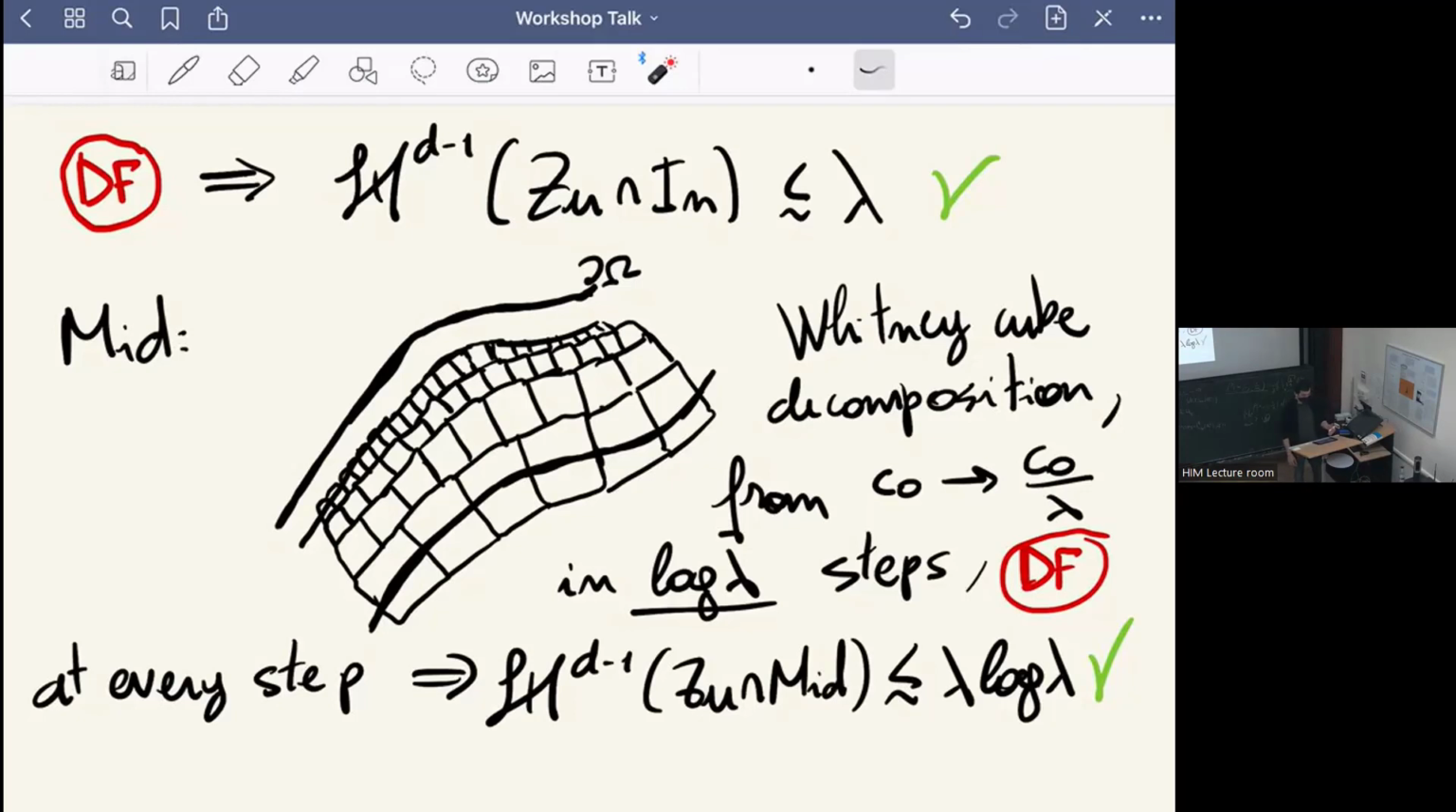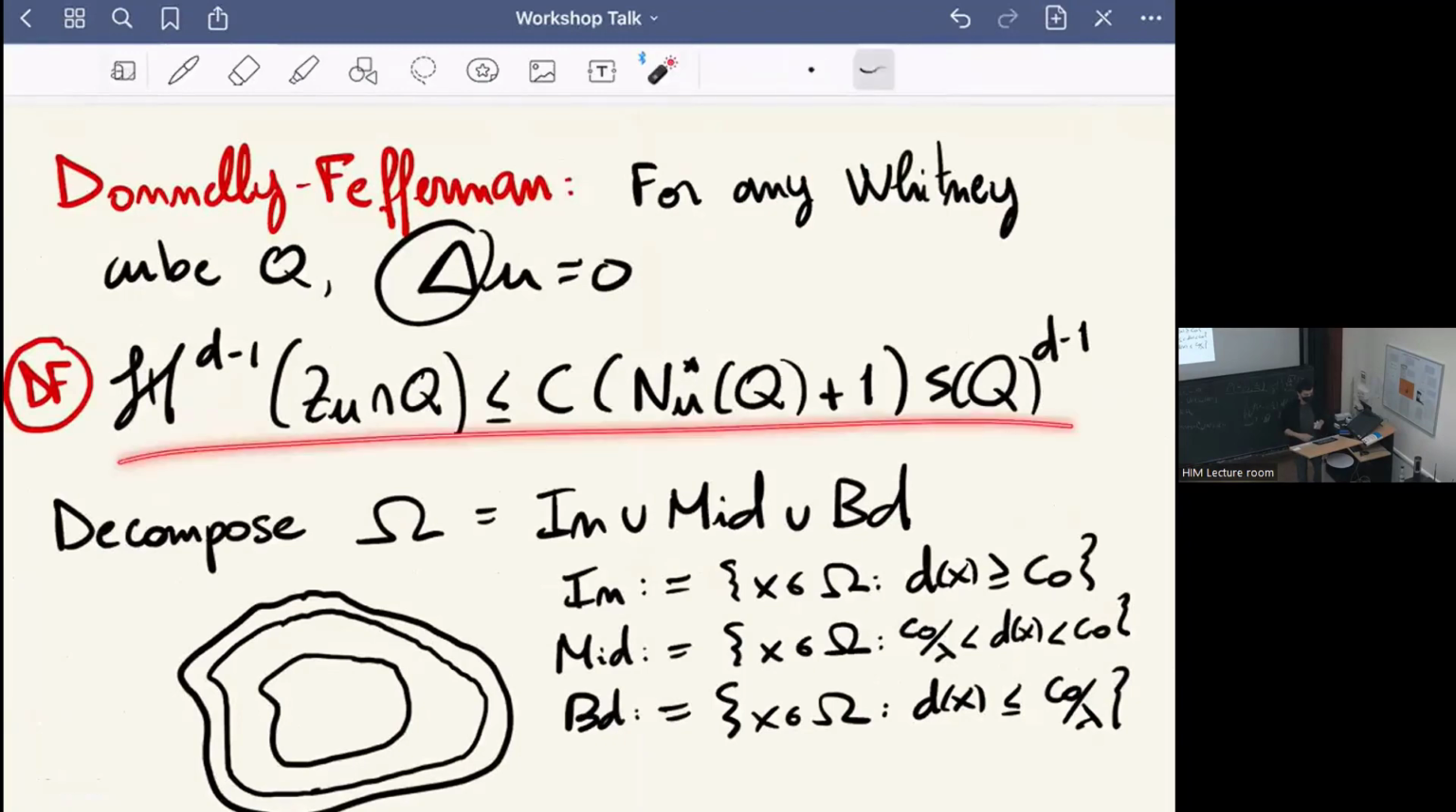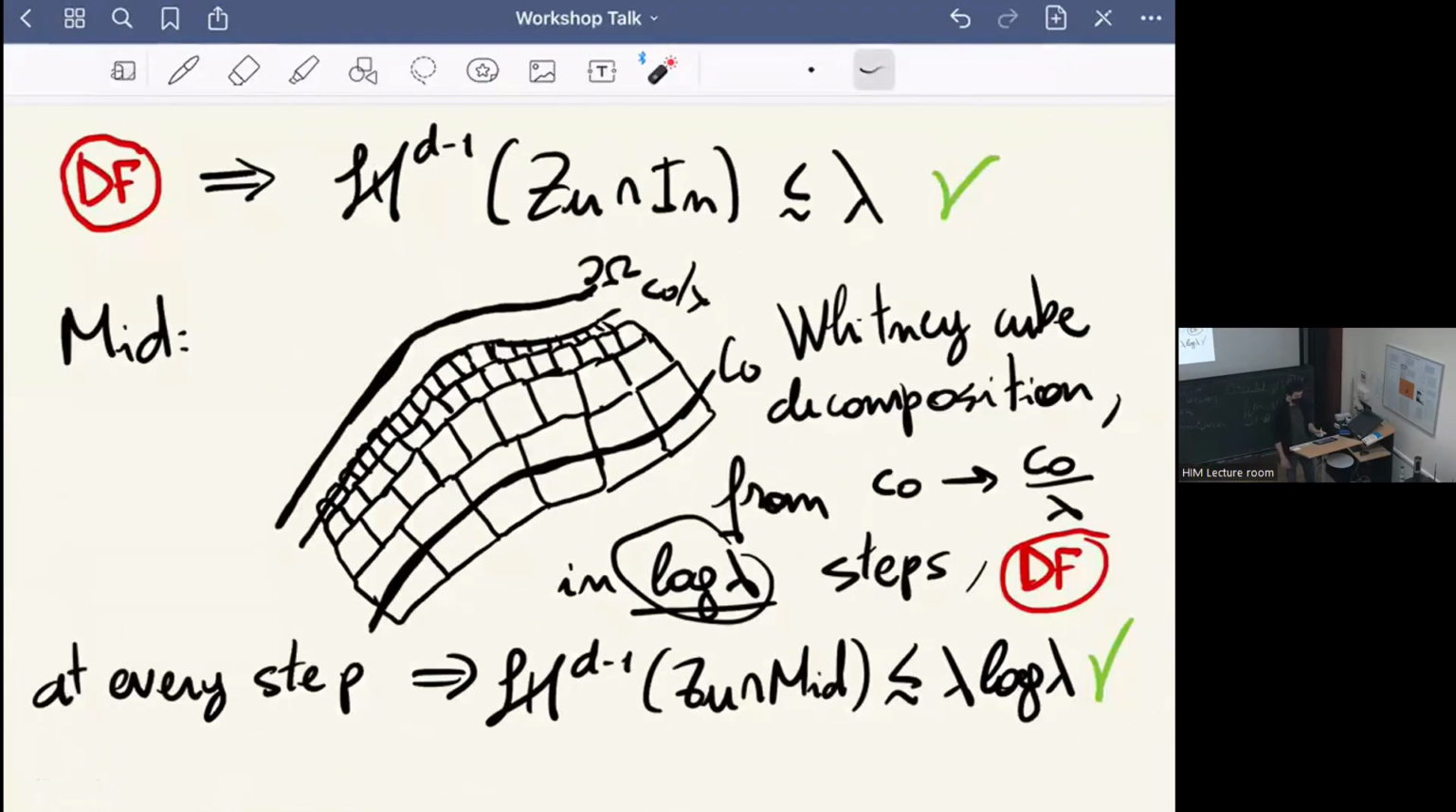What I do in the middle part is I do a Whitney cube decomposition. So I go from distance C0 to the boundary. This is C0. This is C0 over lambda. And I do it in about log lambda steps. And I apply this inequality of Donnelly-Fefferman at every step. And this gives me that I can bound the portion of the zero set in the middle part by lambda log lambda. So here I lose a log lambda because I need log lambda steps to get to distance C0 over lambda. So the thing is, I only understand Steklov eigenfunctions at distance constant over lambda from the boundary. When I'm further away, the best I can do is just apply Donnelly-Fefferman, and I have a harmonic function with bounded doubling index, and that's the most I can say.